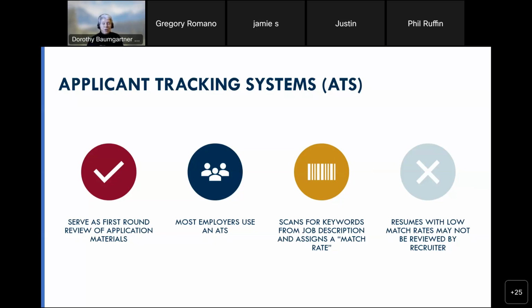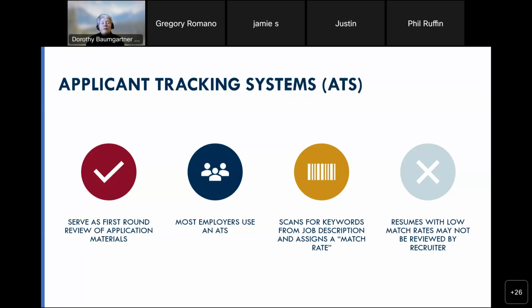But essentially what you want to be doing is mirroring the language of that specific job description every time you apply for a job, so you increase that match rate or that score, increasing your chances of moving your resume on. There are several things that are important about that, and I will show you some tools that can help you with that customization in a little bit.